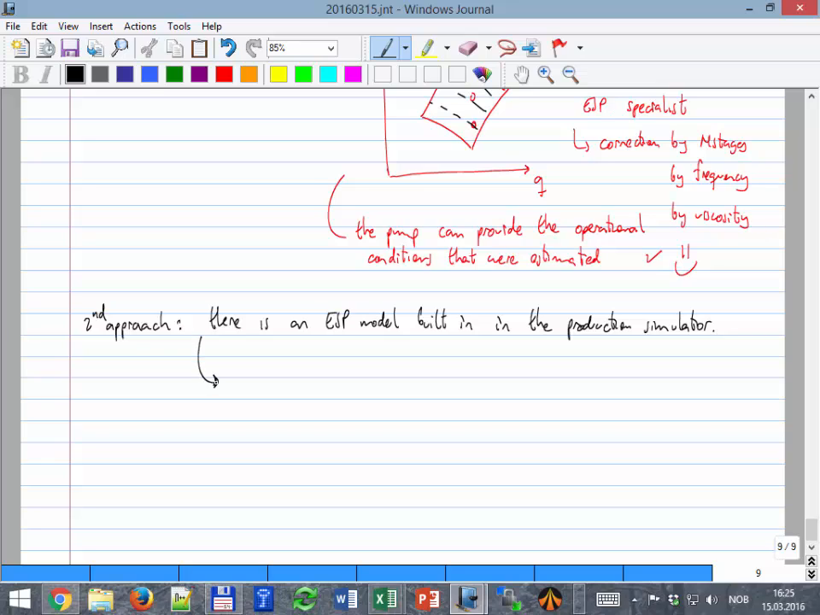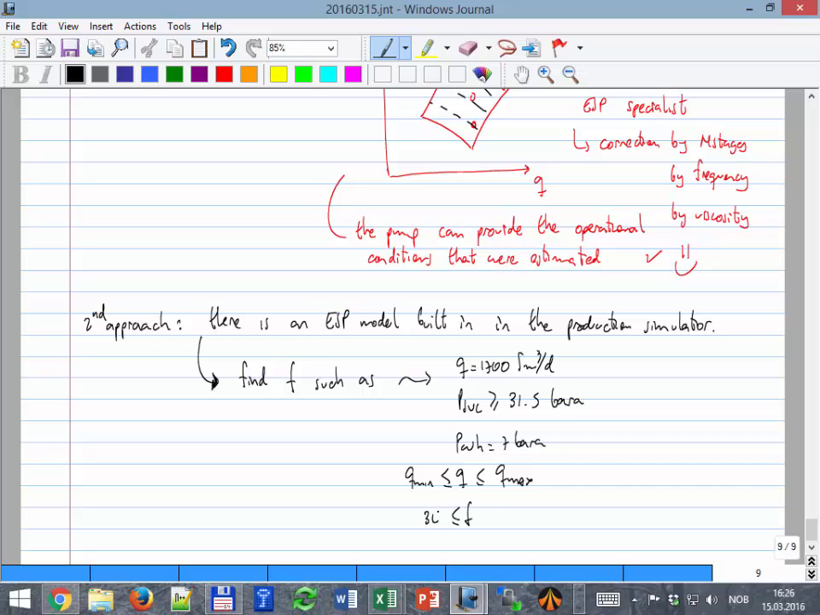So in that case, what have we done? Our task was to find F, the frequency of a certain pump. We already have a model, we have the coefficients, we have everything. Find F such that the rate is equal to 1700, such that the P suction is greater than 31.5. Find such that PWH is equal to 7 bar. Such that Q is greater than the minimum, that we forgot to add, and less than the maximum. Such that the frequency is greater than 30 and less than 60.